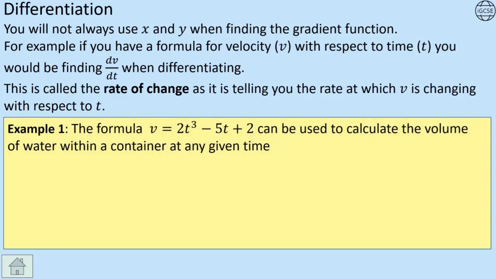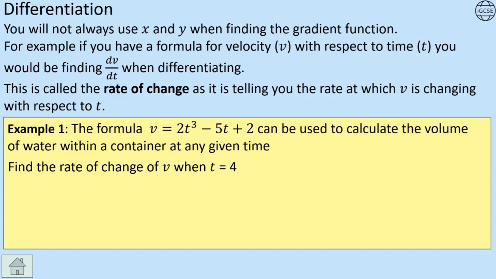So you're given a formula v is equal to 2t cubed minus 5t plus 2, which can be used to calculate the volume of water within a container at any given time. So that's the scenario. We're talking about volume and time, and the question is: find the rate of change of v when t equals 4. Well, it's very similar to what we've done before with differentiation, other than it's saying find the gradient of something when x equals 2, I think was the original one, and we're now looking at the rate of change of v when t equals 4.